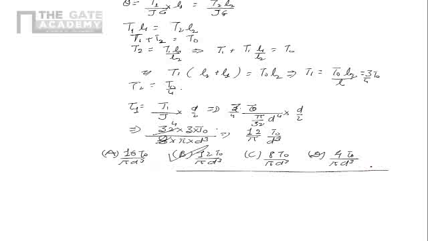Now let's see question number 2. Question number 2 is: a compressive spring is made of music wire of 2 mm diameter, having a shear strength and shear modulus of 800 MPa and 80 GPa respectively. The mean coil diameter is 20 mm, free length is 40 mm, and the number of active coils is 10.